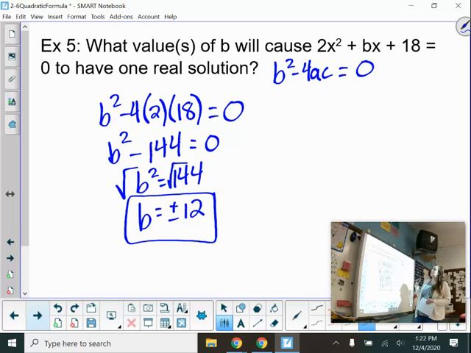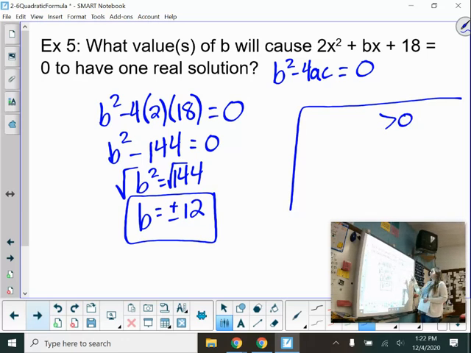If it asked you to have two real solutions, you would be looking at where the b squared minus 4ac, the discriminant, is greater than 0. If it said where would it have imaginary solutions, you would be looking at the less than 0.